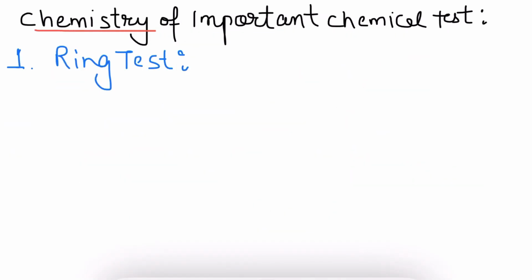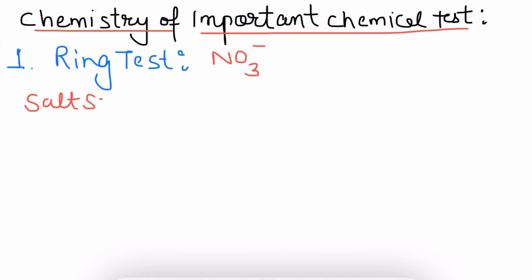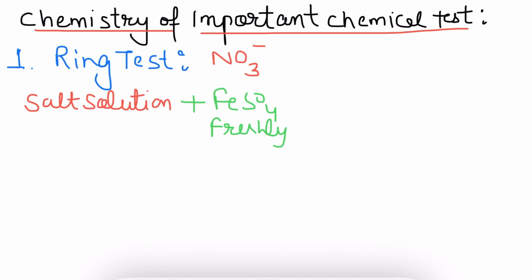Let's discuss the chemistry of a few important chemical tests. The first one I am taking here is the ring test, which we perform for the nitrate radical. First, we take the salt solution in a test tube, which is prepared by adding water to a salt. Then to this we add a freshly prepared solution of ferrous sulfate. Why am I taking a fresh solution of ferrous sulfate here? Because otherwise it gets hydrolyzed.